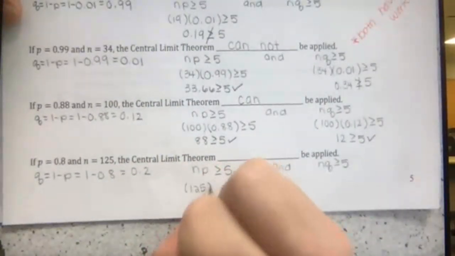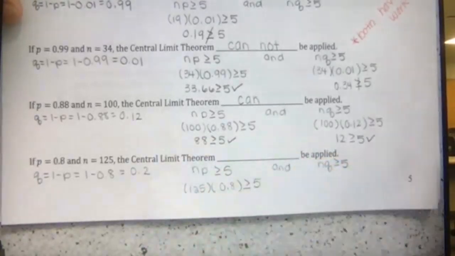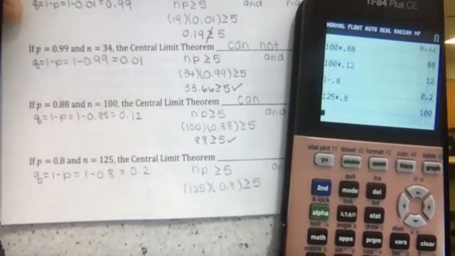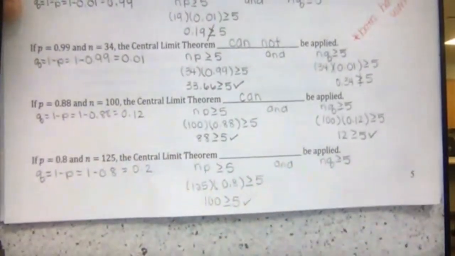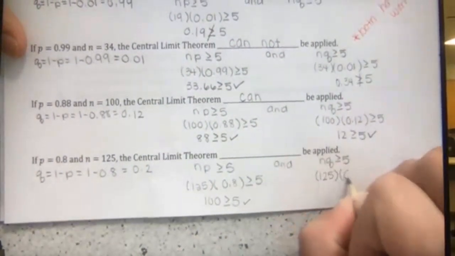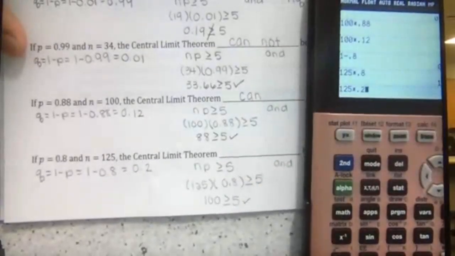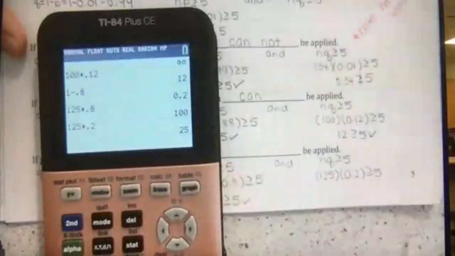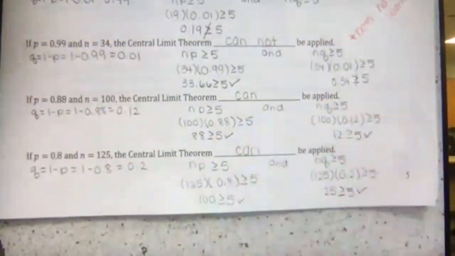So n, which is 125, times p, which is 0.8, is that greater than or equal to 5? In my calculator, 125 times 0.8 will give us 100. 100 is greater than or equal to 5, so that one's good, halfway there. Last one, n times q. So 125 times q, which is 0.2, is that greater than or equal to 5? We get 125 times 0.2 is 25, which is greater than or equal to 5. So that one works. Because they both work, yes, it can be applied.